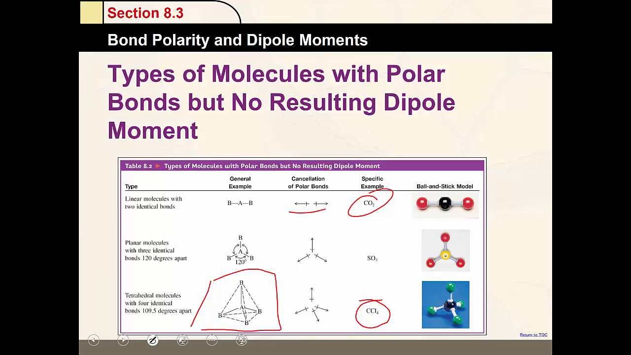So the main thing I want to stress: the presence of polar bonds does not always yield a polar molecule. Those dipole moments can cancel out, so there's no overall dipole moment.